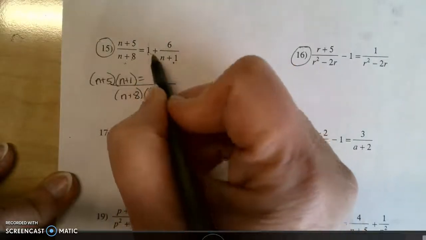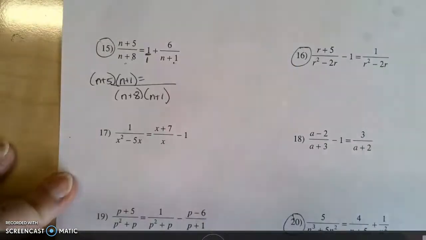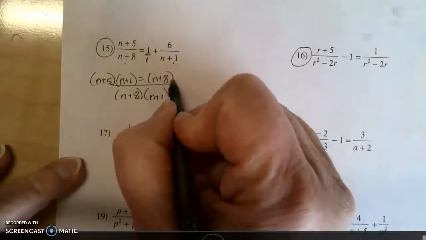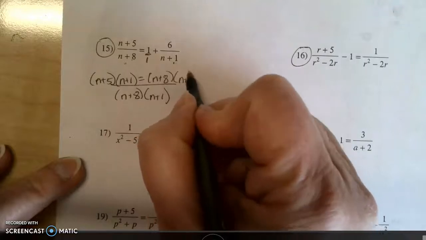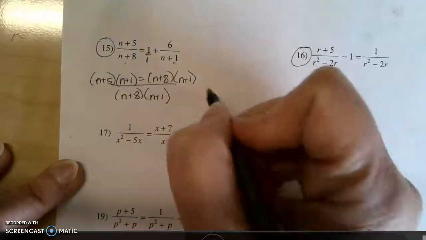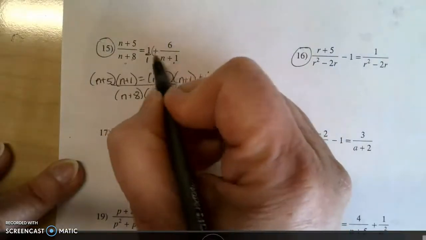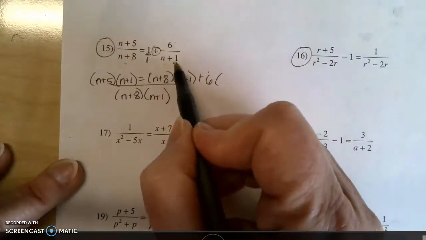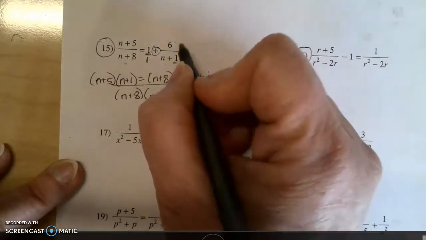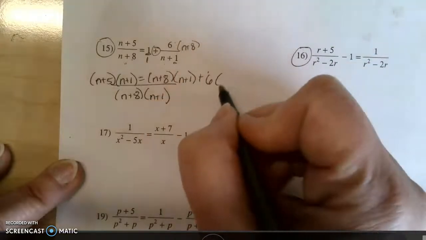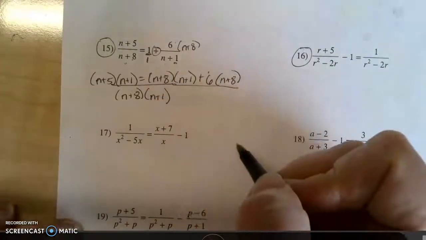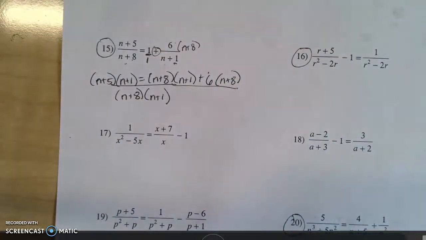If I wrote it as a fraction over 1, it doesn't have any. So it needs n plus 8 and n plus 1. It has the n plus 1, so it needs the n plus 8. And that is my numerator.